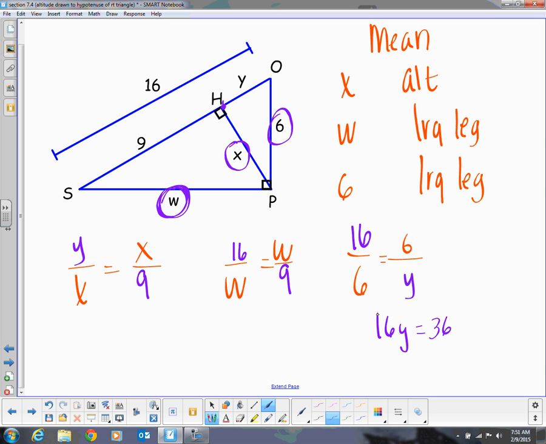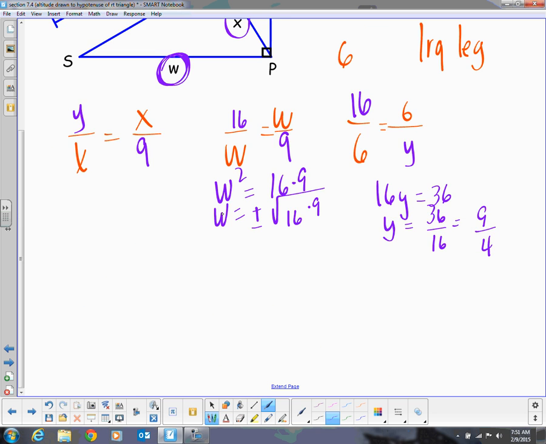All right, I'm going to finish this one in the event you're interested to look at this tonight. Have a good day. So y is equal to 36 over 16. 4 goes into 36, 9 times, and into 16, 4. So this is going to be w squared is equal to 16 times 9. I square root both sides and I get 2 answers. The square root of 16 happens to be 4. The square root of 9 is 3, so this is going to be a positive or negative 12.